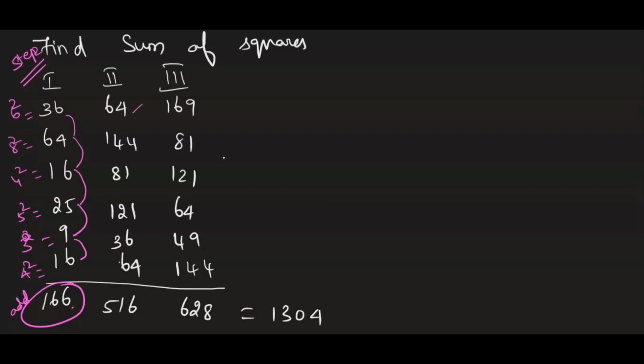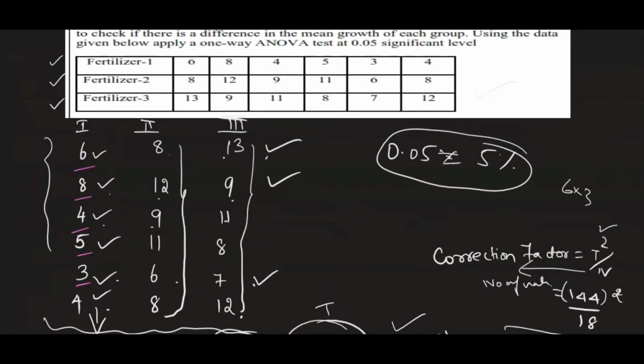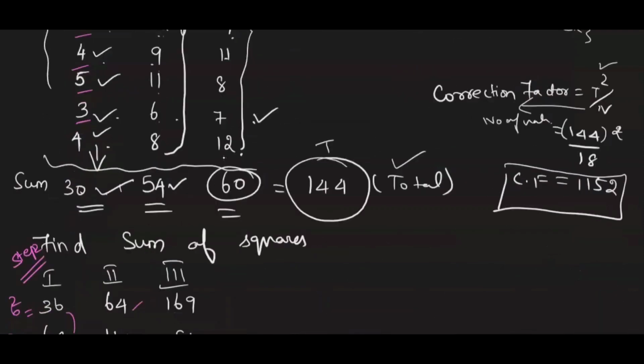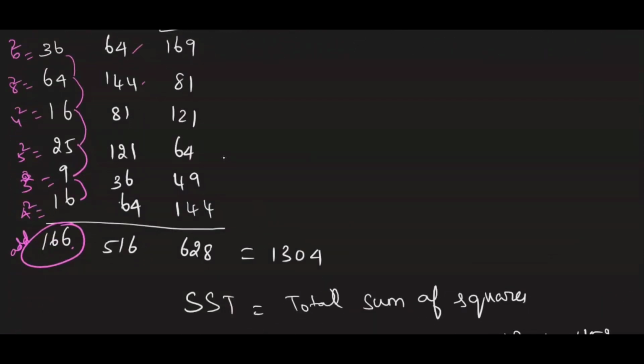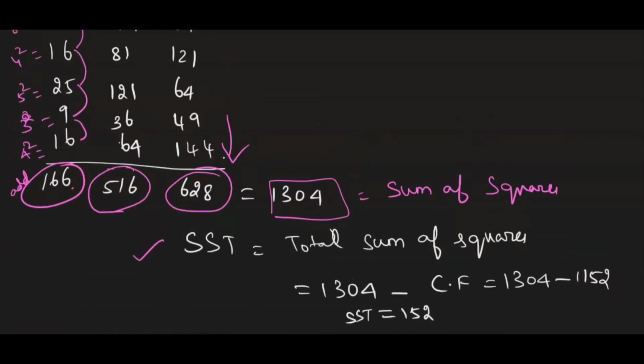Similarly, square all the values and add. Your second column, if you see, 8 square plus 12 square plus 9 square plus 11 square plus 6 square plus 8 square. This will give you the total, that is 516. Similarly, square and add, you will get 628. If you add all these, you will get 1304, which is nothing but your sum of squares.